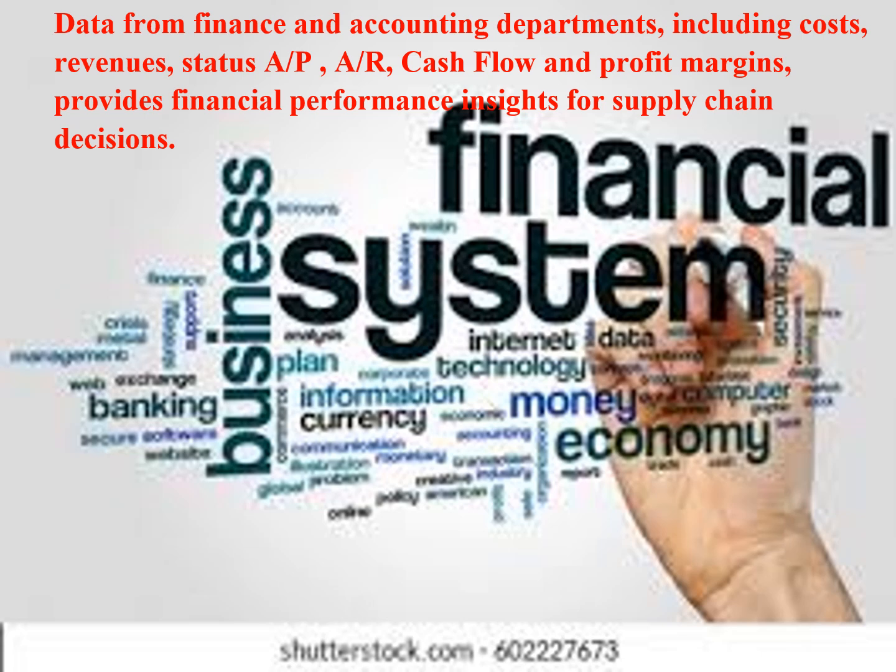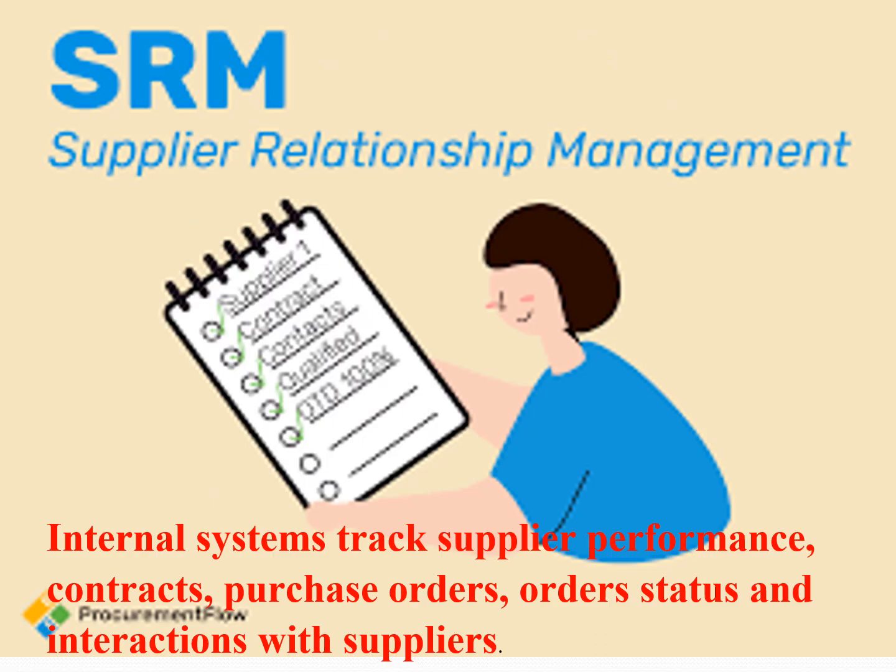Another very important data is related to financial. So we get this from financial systems. This data is from finance and accounting departments, including costs, revenue, status of AP or AR, cash flow, and profit margin. It also provides us with the financial performance insight for supply chain decisions.